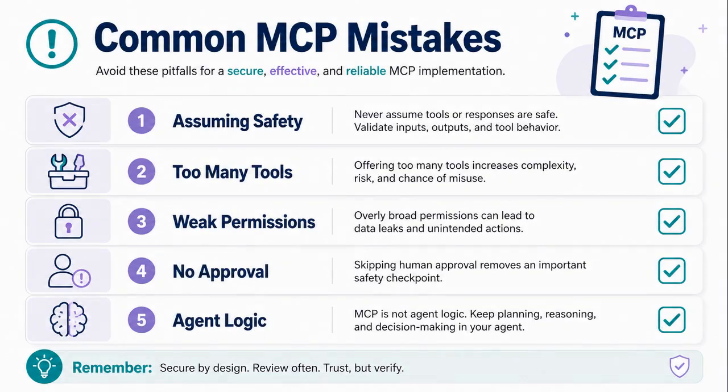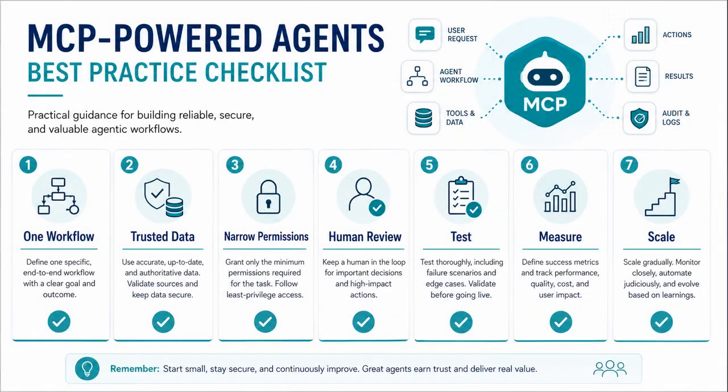Now let's look at common beginner mistakes. One mistake is thinking MCP automatically makes agents safe. Another is connecting too many tools too early. Some teams expose sensitive systems without clear permissions. Others skip human approval for high-impact actions. Some confuse MCP with the full agent logic. MCP connects capabilities, but the agent still needs planning and governance. Good architecture matters.